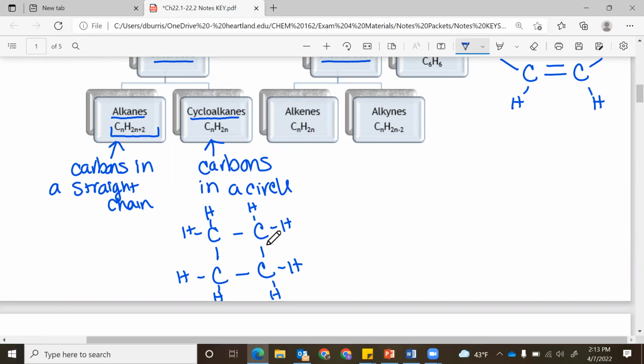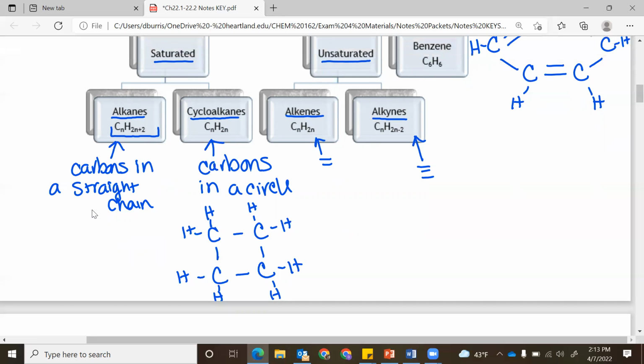It's actually cyclobutane. Okay. And then when you start adding in double or triple bonds, you need fewer hydrogens. An alkene is something that has a double bond. And an alkyne is something that has a triple bond. Okay. These are words we're going to be using quite a bit. So it goes alkanes, alkenes, alkynes.